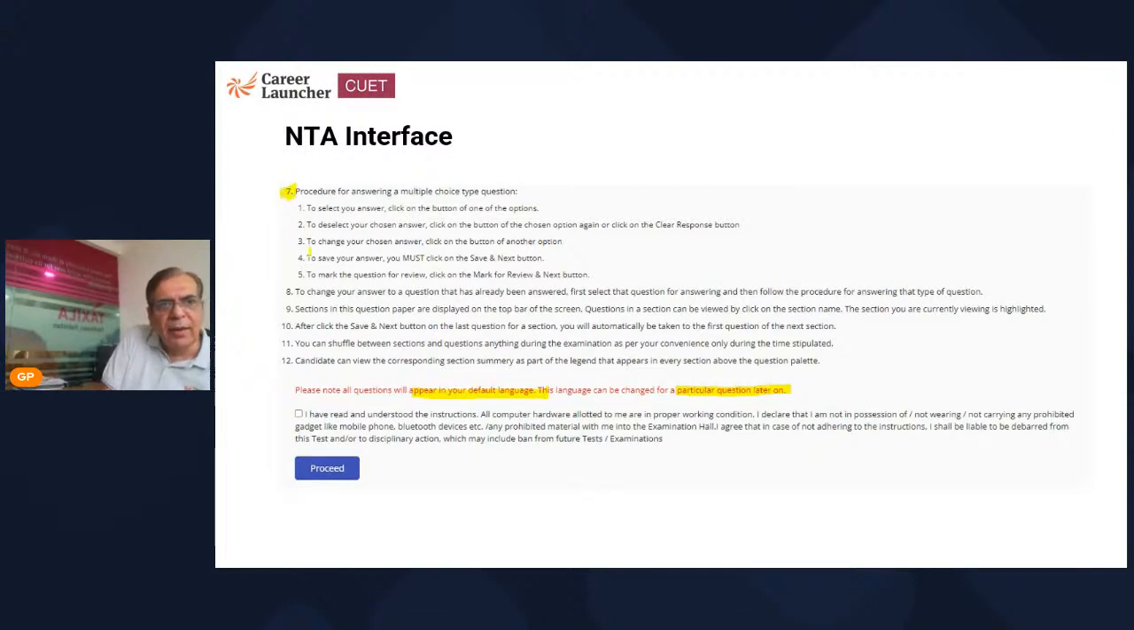Okay, so select an answer, click on the button. To change the answer, click on the button for the other option. But to save your answer you must click on the save and next button. This is critical, we see this every year. Don't make a mistake, don't skip this, otherwise they have a problem. Not just this paper, in general all papers.